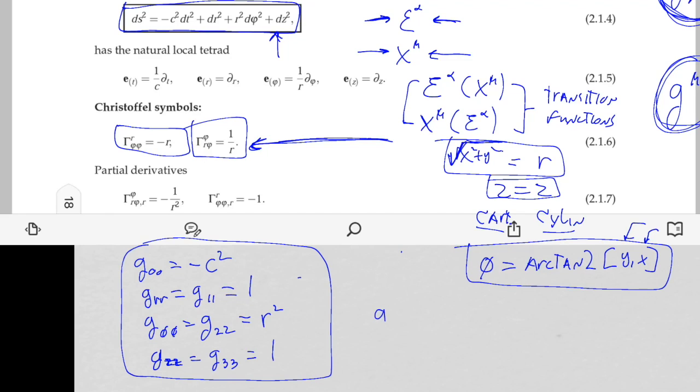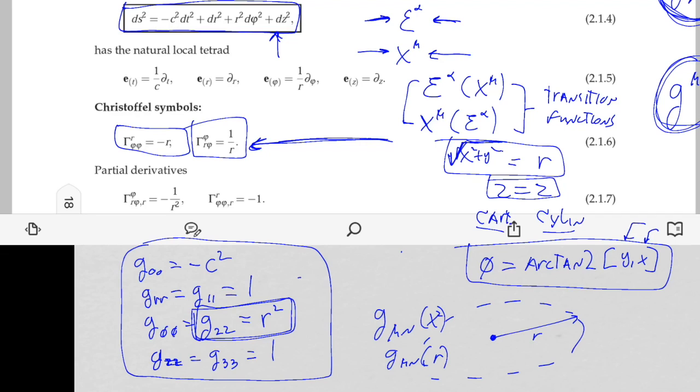Now you have to remember that g mu nu is a function on space-time. In particular, it's a function of r. So if this is the origin of your space-time coordinate system, the farther out you go, the bigger r is, the bigger the g22 term gets. So in a cylindrical system, it looks like that, with the z-axis coming up like that. So now you have a metric that's not constant on space-time.